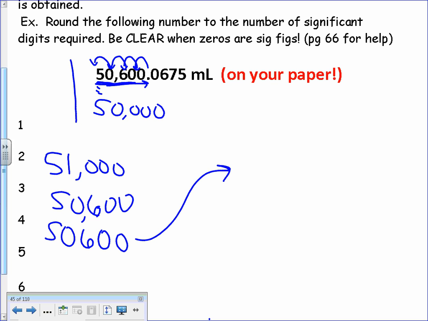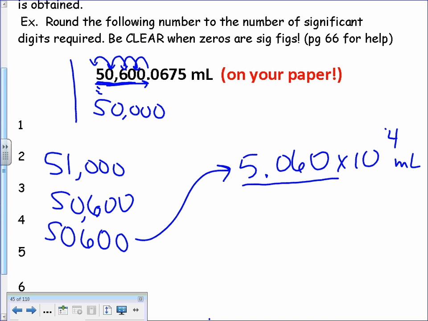What's a tool you have to write big numbers in a different way? Scientific notation. So I can write this as 5.060 times 10 to the 4, in milliliters, whatever this is. Okay, so this way of writing it means that the sig figs are held before the times 10 to the 4th. So how many sig figs are here? 4. So scientific notation is a tool to use when you need to record a specific number of sig figs.